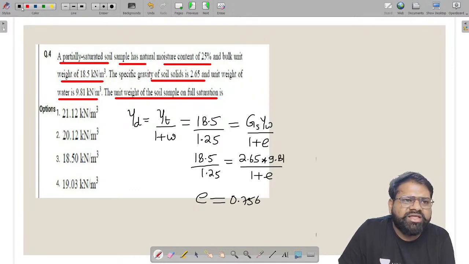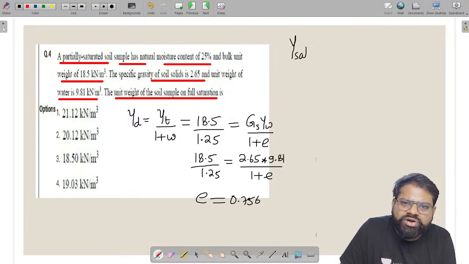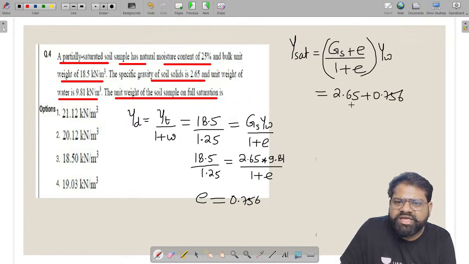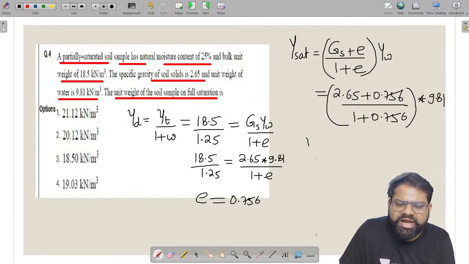Now you need to calculate the value of gamma sat. So gamma sat would come out to be, as S is equal to 1, (Gs plus e) upon (1 plus e) multiplied by gamma w. Gs is 2.65, e is 0.756, divided by 1 plus 0.756 and multiplied by 9.81. On solving this, gamma sat comes out to be 19.036, some value like this, kilonewton per meter cube.